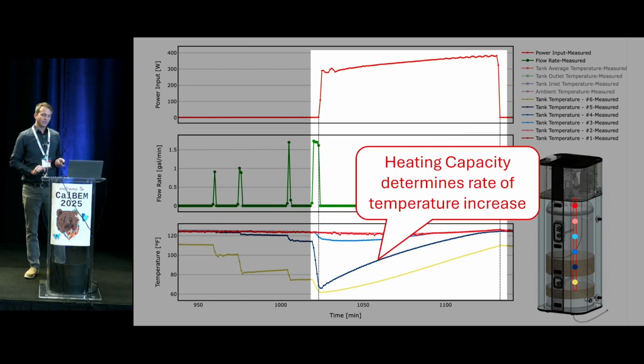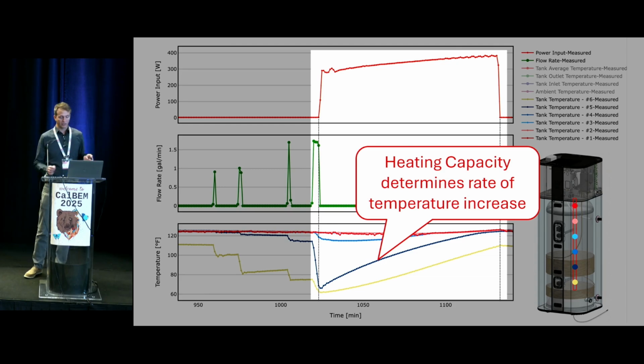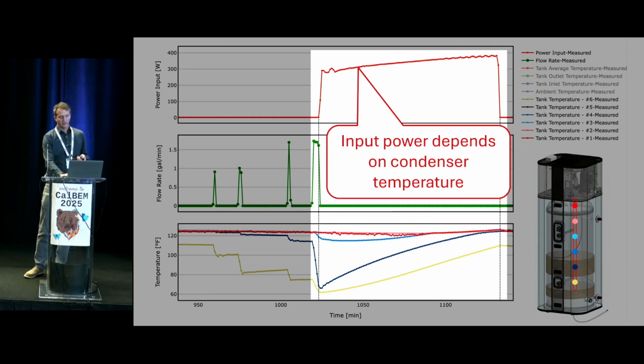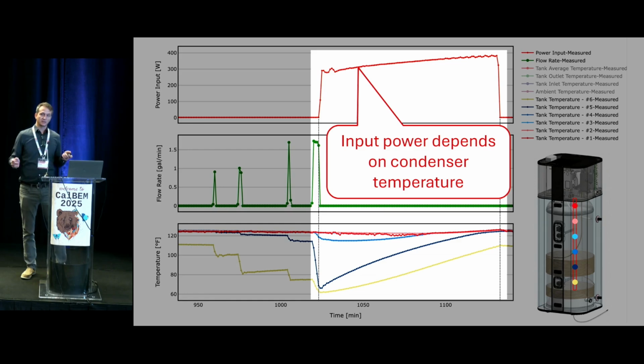Whether the heating capacity is greater or smaller will determine how quickly the temperature increases. A faster increase would be a higher heating capacity, and a shallower one would be a lower heating capacity. And then the input power, as I mentioned, at higher condenser temperatures, you can see the temperatures at the bottom of the tank are increasing here. You can see that the power is also increasing because of that dependency on temperature.